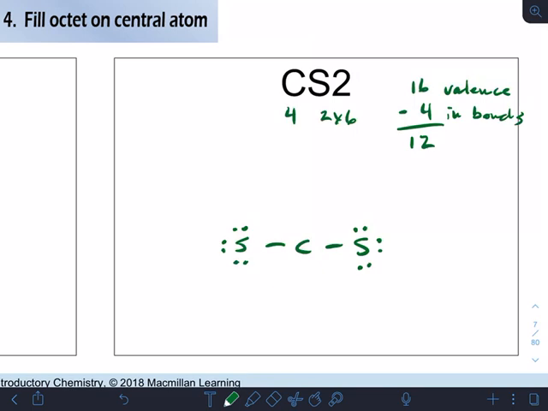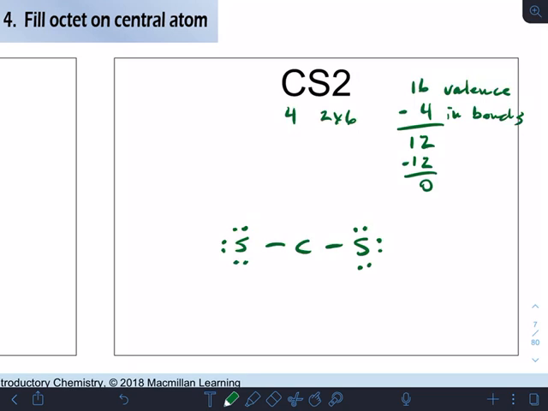Okay, and we draw them in pairs. We don't draw them sort of evenly spaced around. We draw the electrons in pairs. That's why they're referred to as lone pairs. So now I've put 6 electrons on my left-hand one and 6 electrons on my right-hand one, so that I've used up 12, which means that I have no more left to put in my molecule.